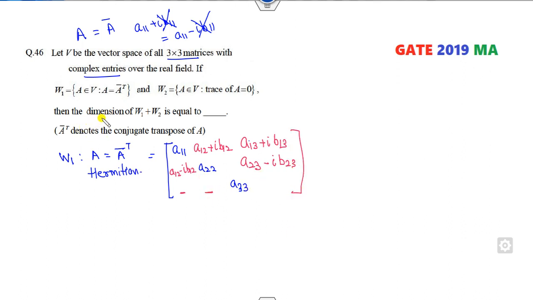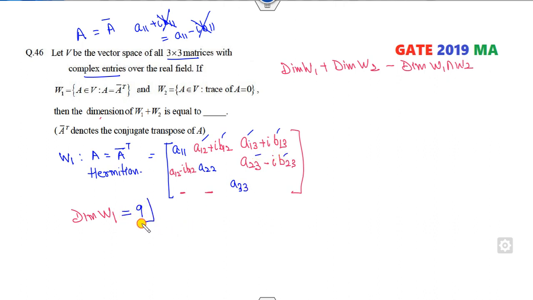Fine. Now you have to find the dimension of W1, because how do you find this? We have to write the dimension of this minus the dimension of this intersection. So how many elements are there? 3, 4, 5, 6, 7, 8, 9. So the dimension of this is 9. Fine. So this is 9.